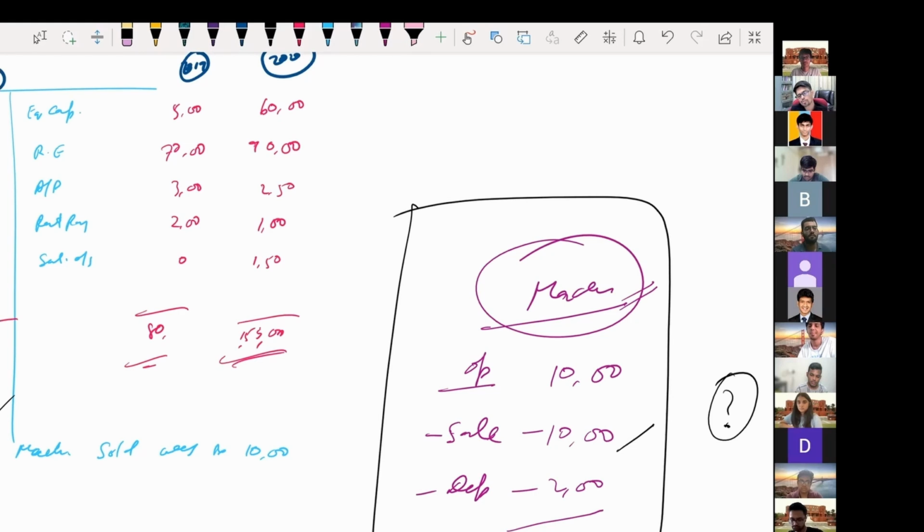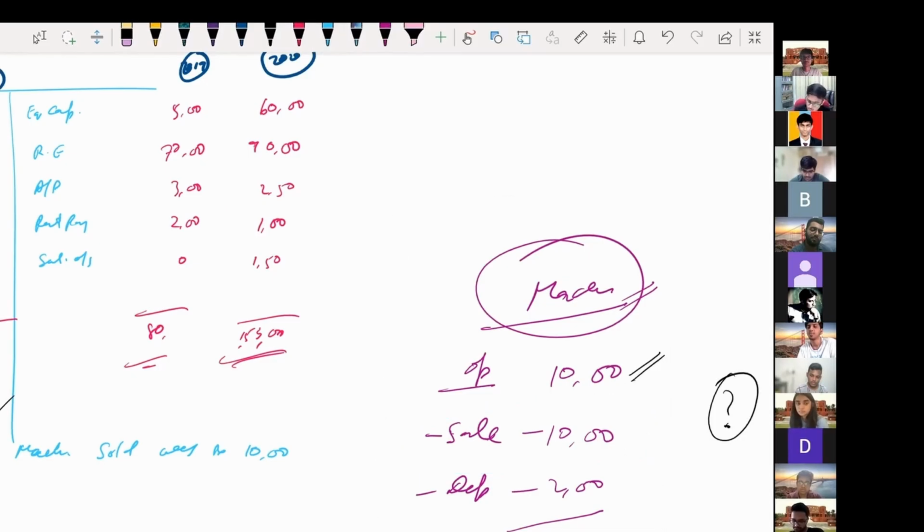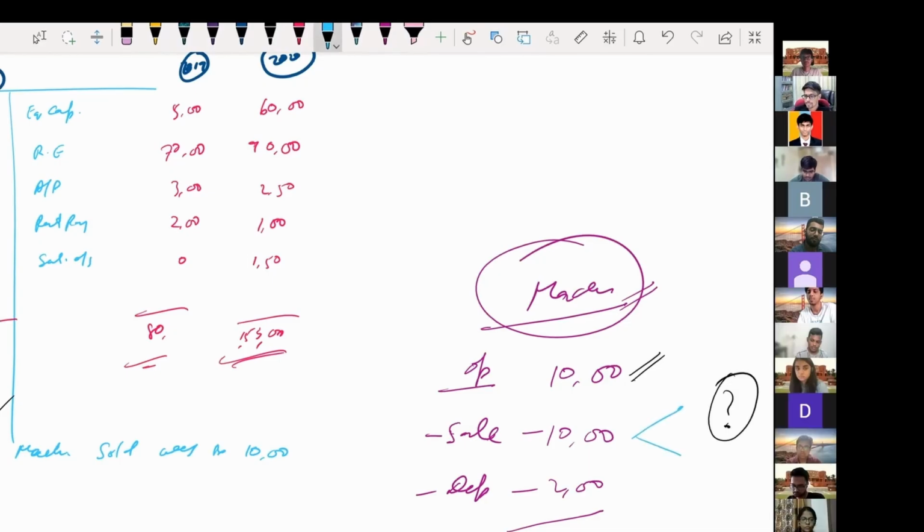Then what do we do? After we have done the reconciliation, we have started from the opening and arrived at the closing value. We found out that 2 things affected cash in machinery. One was you sold something and one was you purchased something. When you sold something, it was not only at 10 lakh rupees, but basically it has a profit element as well.